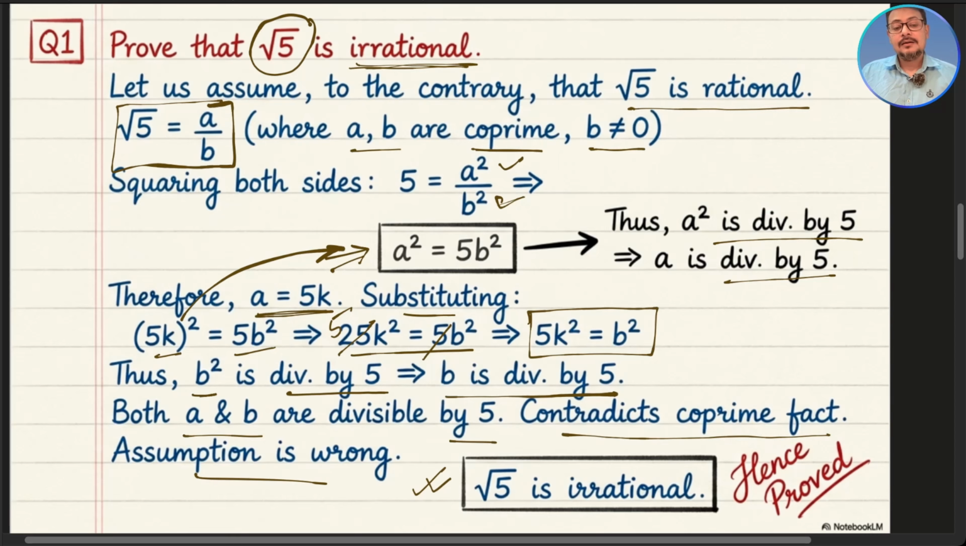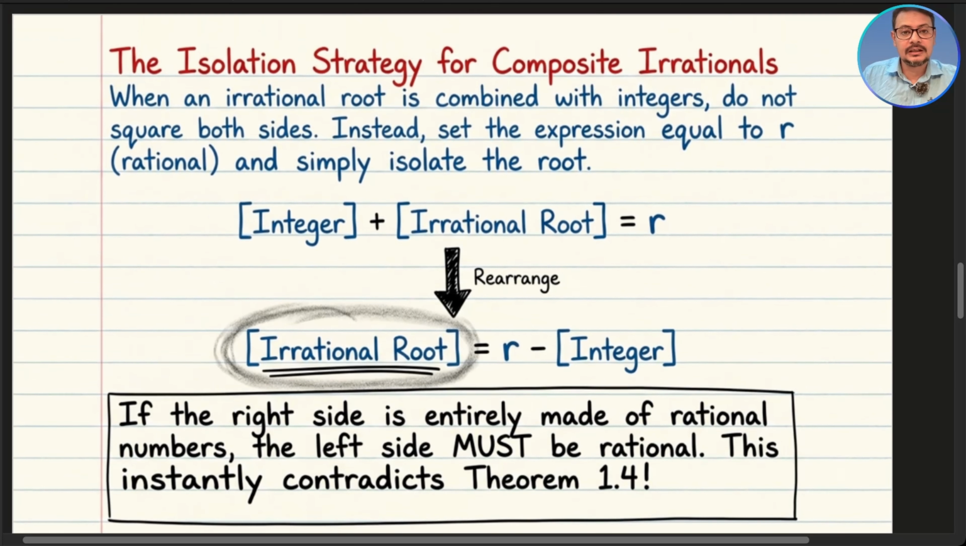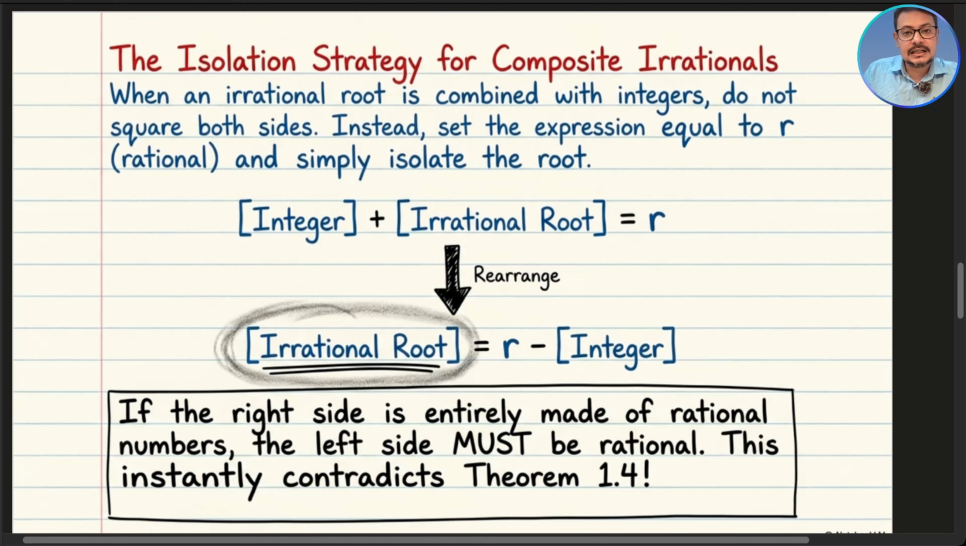So it's easy. The only thing is that we'll have to understand how this works. Before coming to the next question, let's understand the summary of the given problem. The isolation strategy for composite irrationals: when an irrational root is combined with integers, do not square both sides.